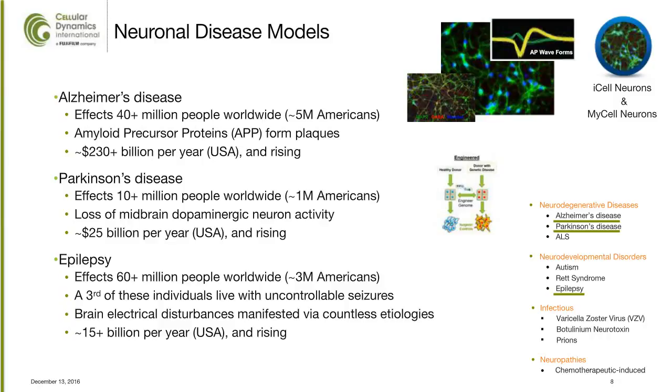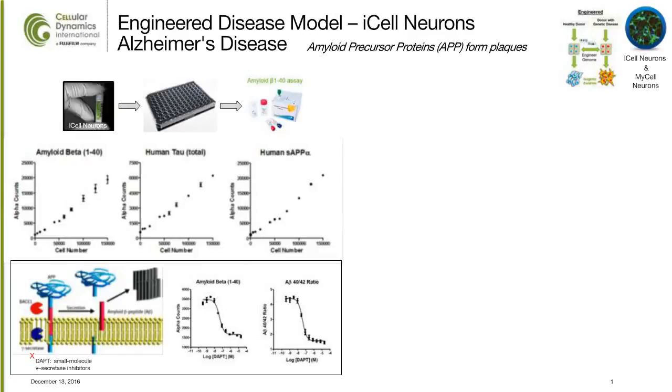Alzheimer's disease currently affects the most American individuals. It is a disease that is thought to result from plaque formations developing from aberrant amyloid beta and tau processes. These are both proteins that can be assessed via ready assay kits and things that we do regularly here at CDI. So as mentioned, the iCell neurons are cryopreserved and shipped to the customer.